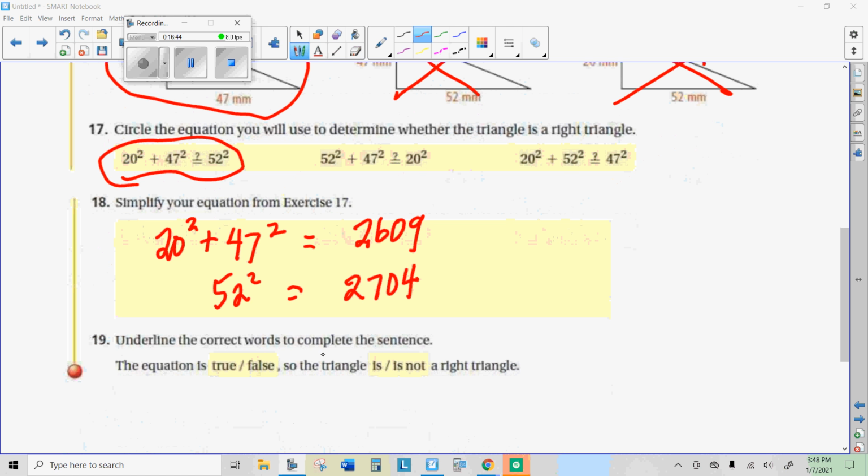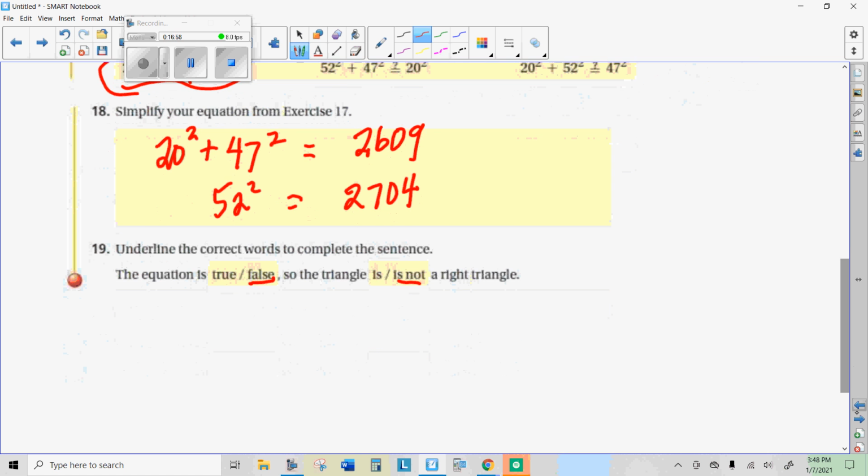Here's what you got when you did those two problems. The equation is false. This is not equal to 52 squared, so it is not a right triangle.